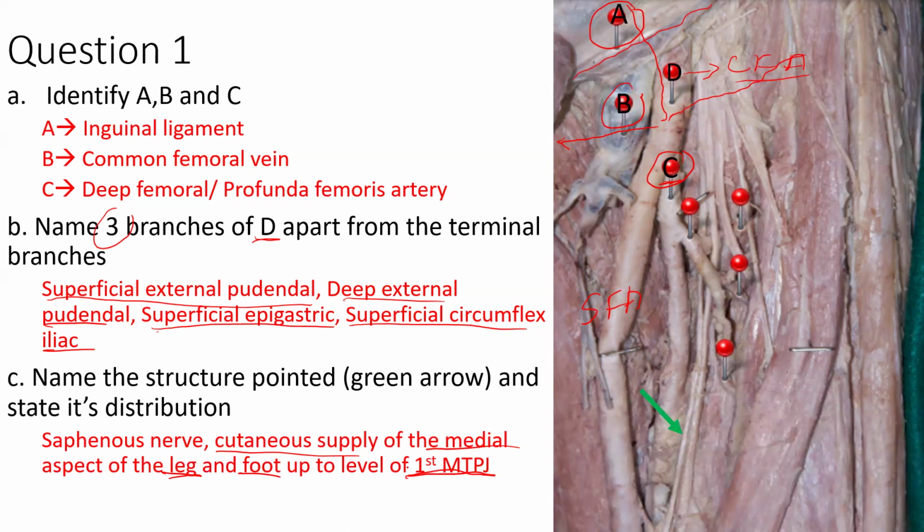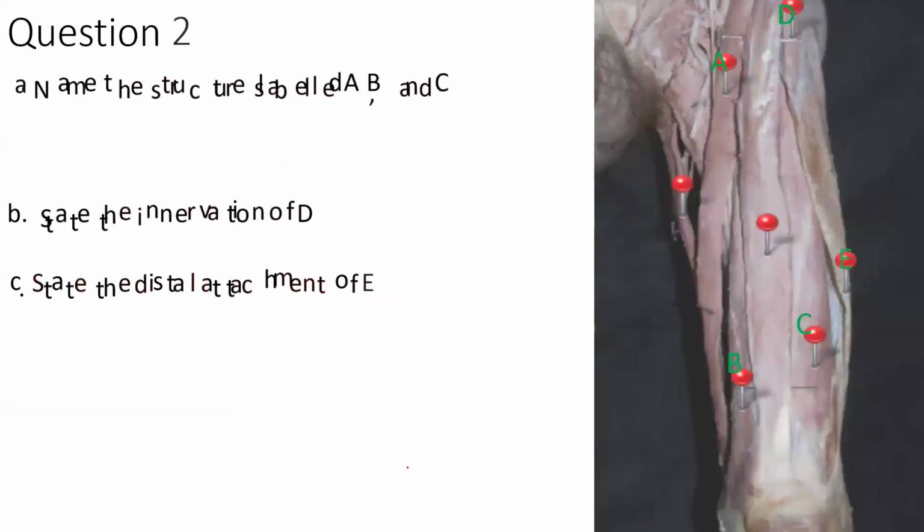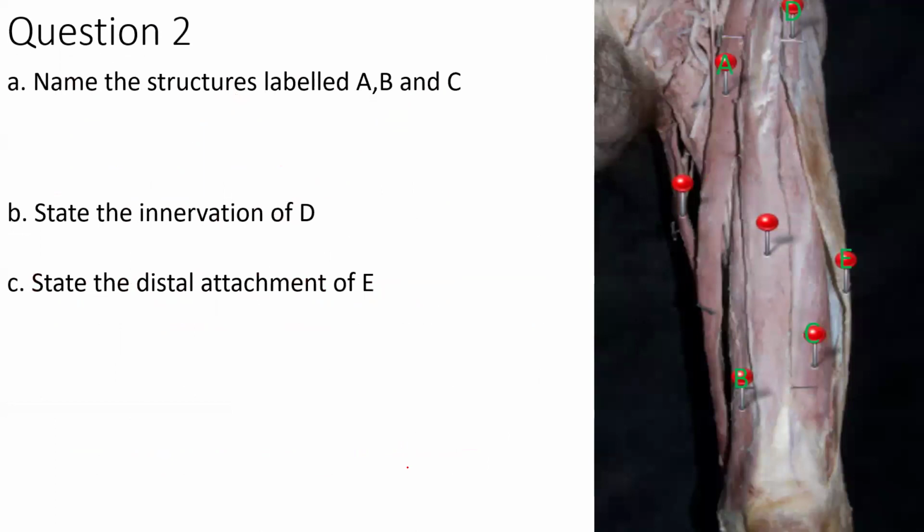Okay, so that is it for the first question. Now, on to the second question. The second question is testing your knowledge of the muscles of the anterior compartment of the thigh. So we have been asked to name structures labeled A, B, C.